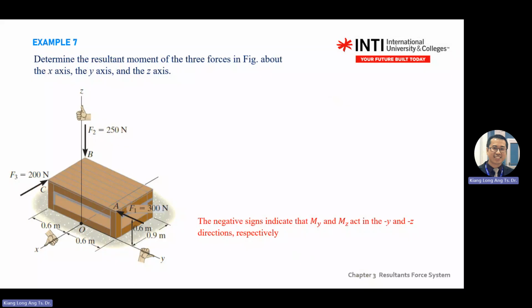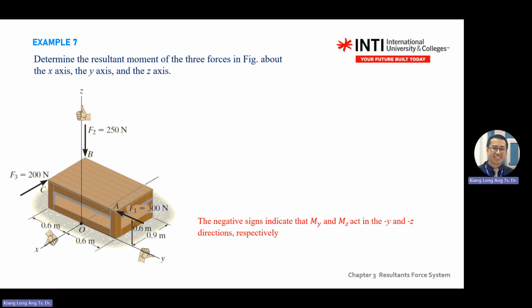So let's see how we apply in the question. Determine the resultant moment of the three forces in the figure about x-axis, y-axis, z-axis. This is just more on application. Ignore this red color statement first. So we have three forces in the diagram. We have force 1, force 2, force 3, F1, F2, F3.